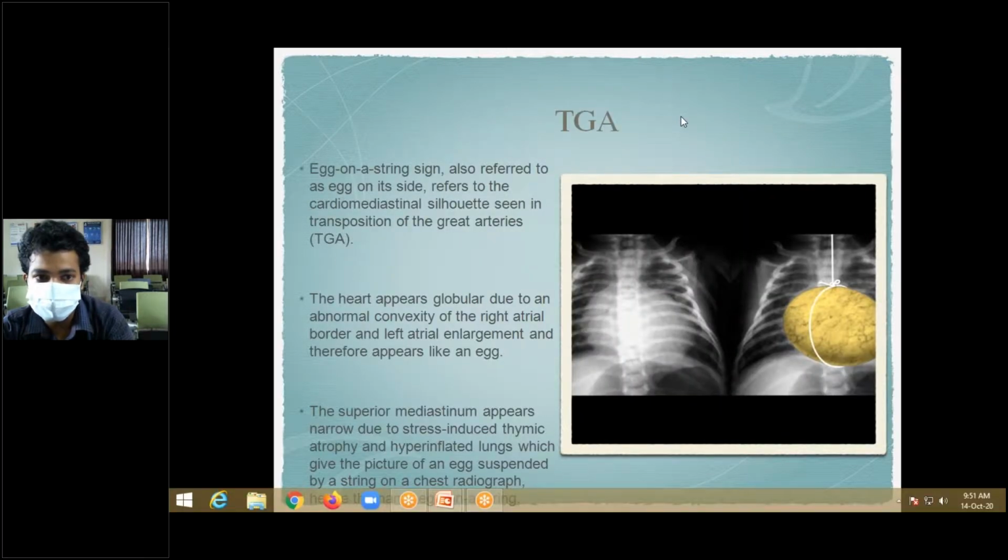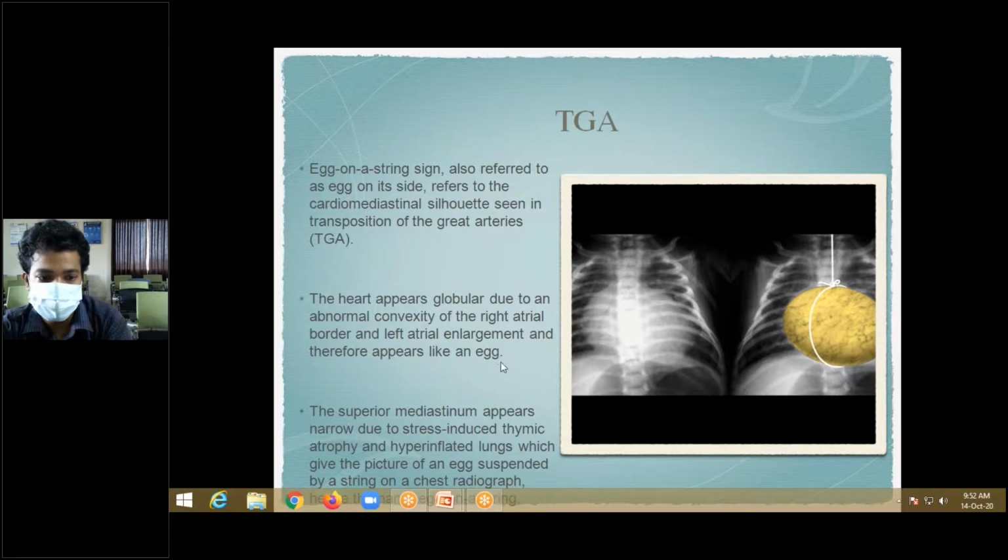And in transposition of great arteries, in the PA view of the chest radiograph, you can see the appearance of the heart as egg on string. This is also referred to as an egg-on-side appearance. It refers to the cardiomediastinal silhouette seen in transposition of the great arteries. The heart appears globular due to an abnormal convexity of the right atrial border and left atrial enlargement, and therefore appears like an egg. So there is more convexity of the right atrial border and left atrial enlargement seen in transposition of great arteries, so it is seen as an egg appearance.